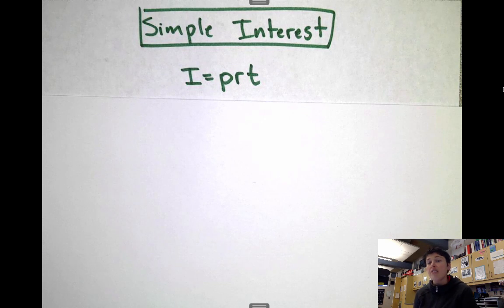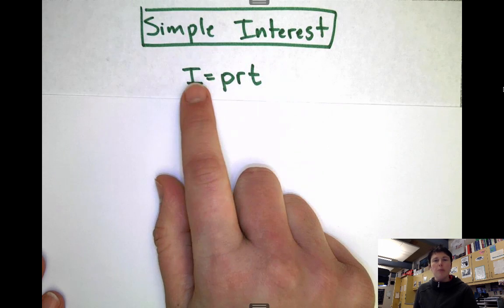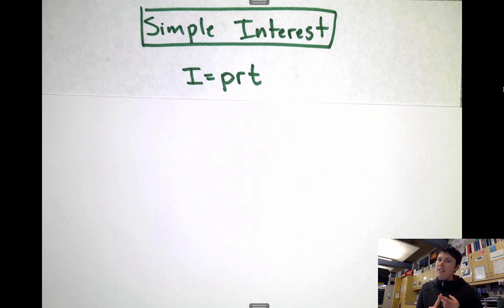Hey guys, another video on simple interest. Hopefully you've watched the other videos before this because I'm going to jump ahead a little bit here. Remember, we are dealing with this formula. I equals PRT. I is interest, P is principal, R is rate, and T is time in years.